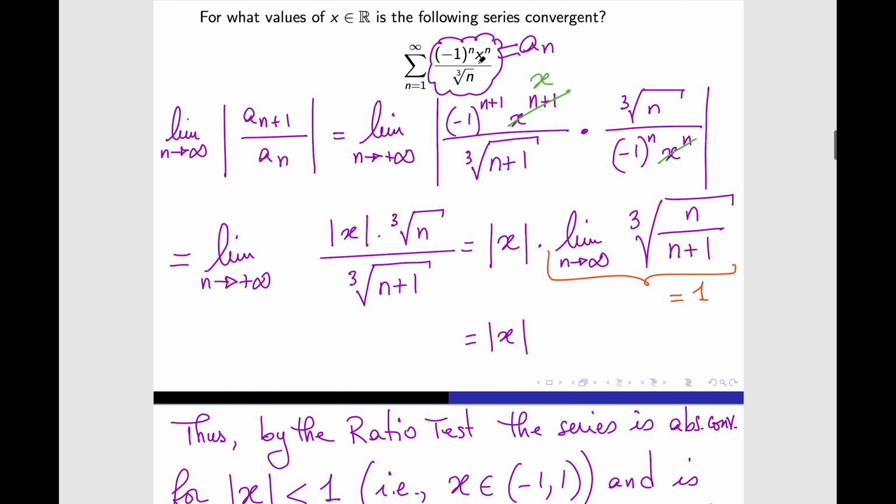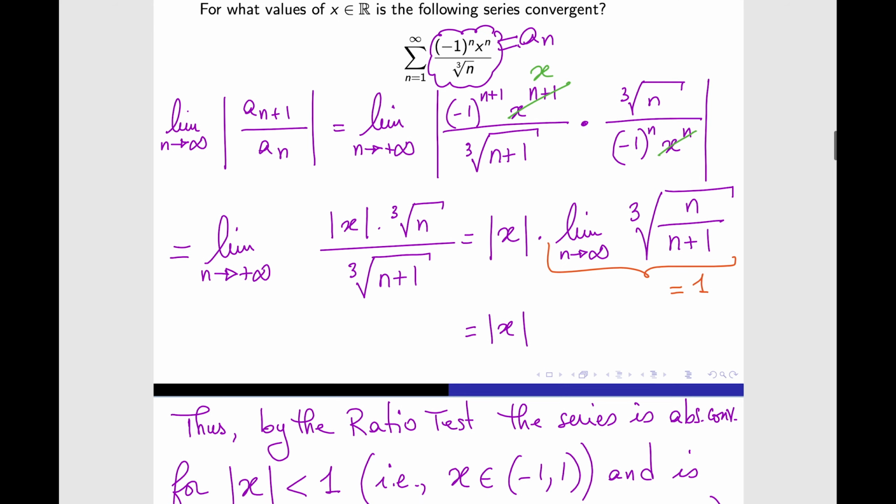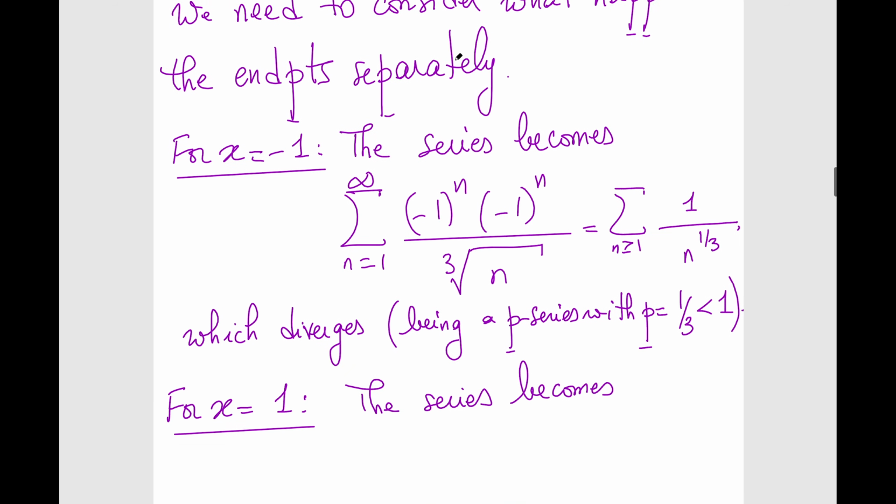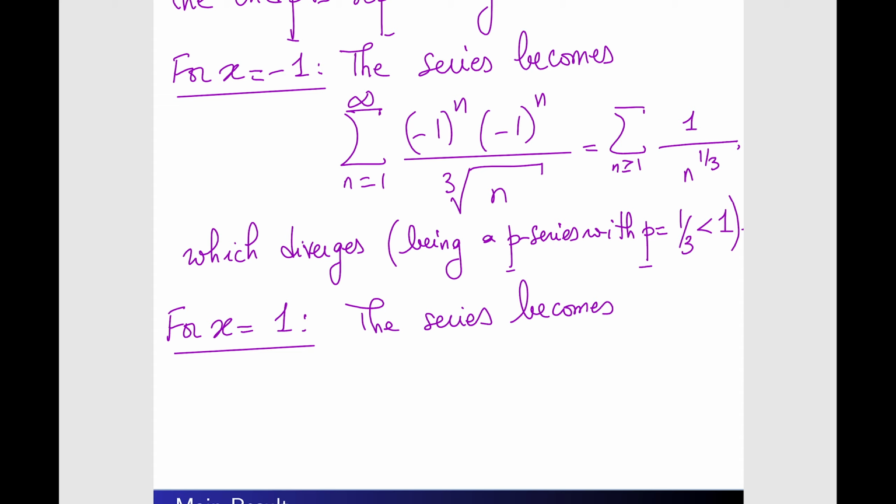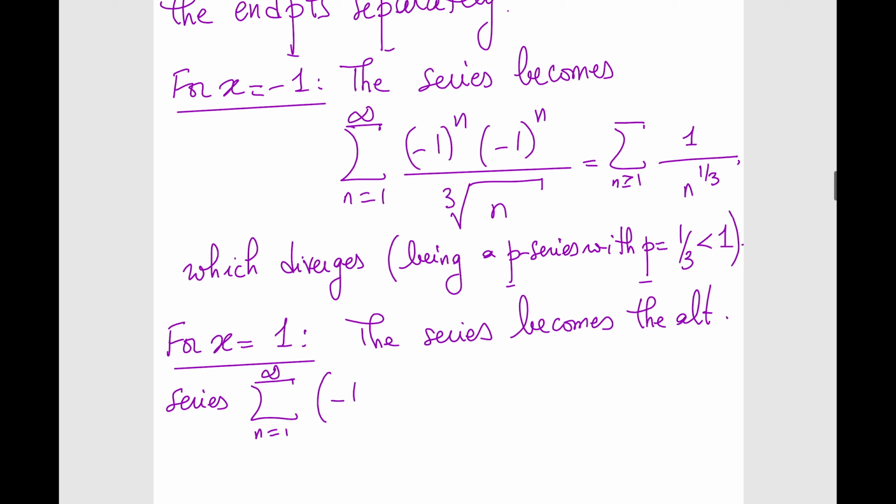Now I'm replacing x by 1, so that guy now is simply 1. 1 to the power n is 1, right? So we don't have to worry about this guy. And that becomes minus 1 to the power n divided by the third root of n. So it becomes an alternating series: sigma n equals 1 to infinity of minus 1 to the power n divided by the third root of n.